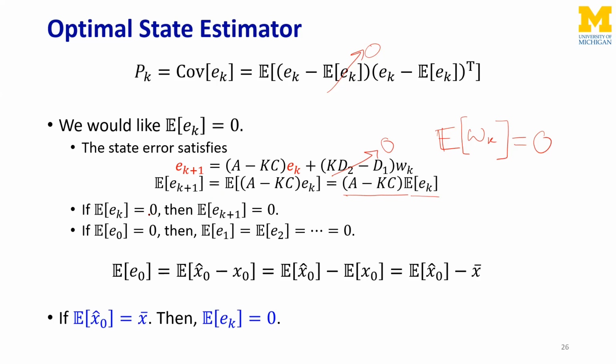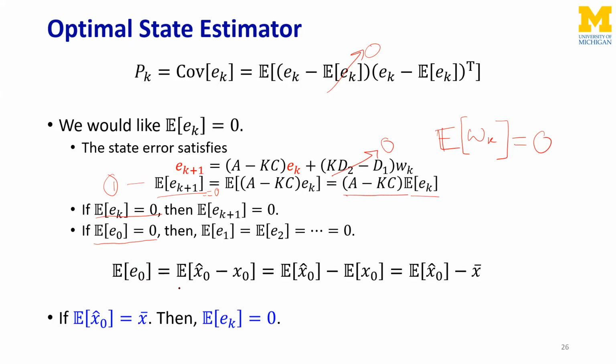And if E_k is 0, then obviously this one is also going to be equal to 0. Well, okay, let's look from the other direction. If we were to have a case where the expected value of the initial state error was 0, then because of this equation, the expected value of E1, E2, and all the way to E_k is going to be 0.